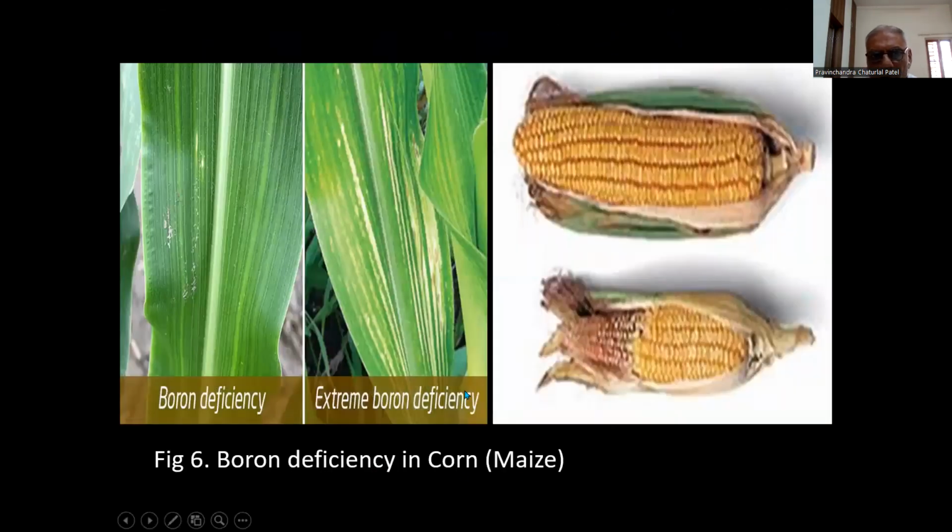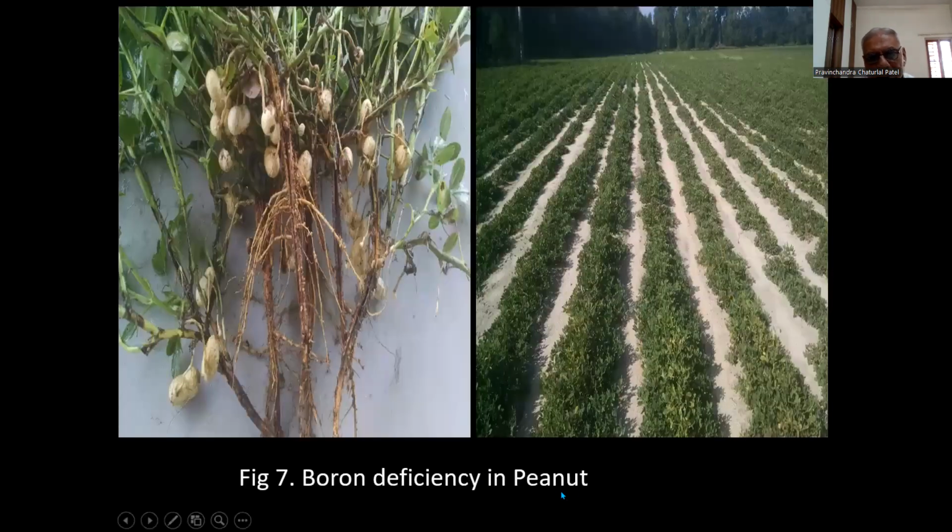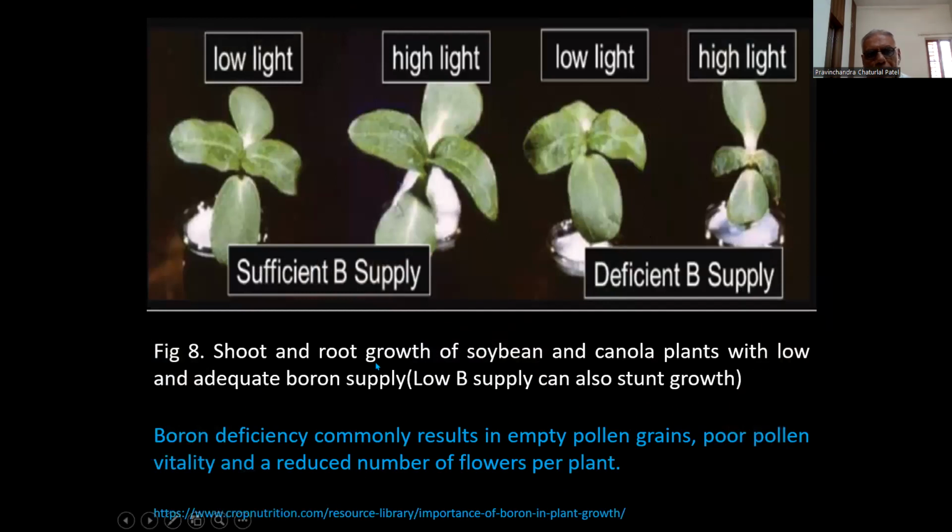Then boron deficiency in corn or maize. So here the size of the corn cob is smaller as compared to the normal or optimum boron in the plant. Then boron deficiency in peanut or groundnut, you can see here there is a poor setting of the peanuts, and here you can see the growth of the peanut is weak. Then shoot and root growth of soybean and canola plant with low and adequate boron supply. So here you can see the sufficient B supply, here the deficient B supply.